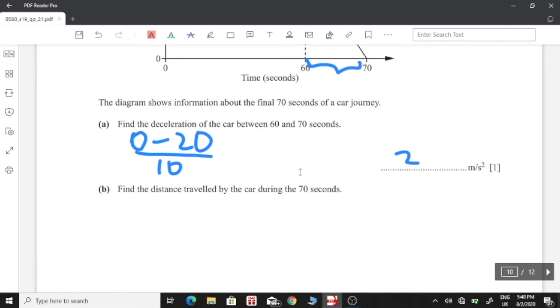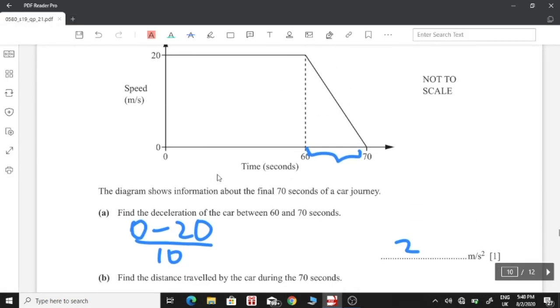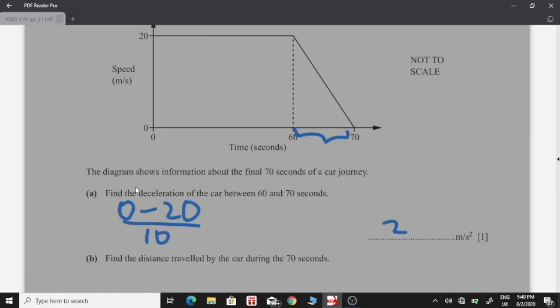B. Find the distance traveled by the car during 70 seconds. So distance traveled is also the area under the graph. As you can see over here, the area under the graph is in the form of a rectangle and a triangle. The area of a rectangle is base times height, which is 20 times 60, and then we add the area of the triangle, which is half times base, which is 10 seconds, multiplied by height, which is 20 over here, and the distance becomes 1300 meters.